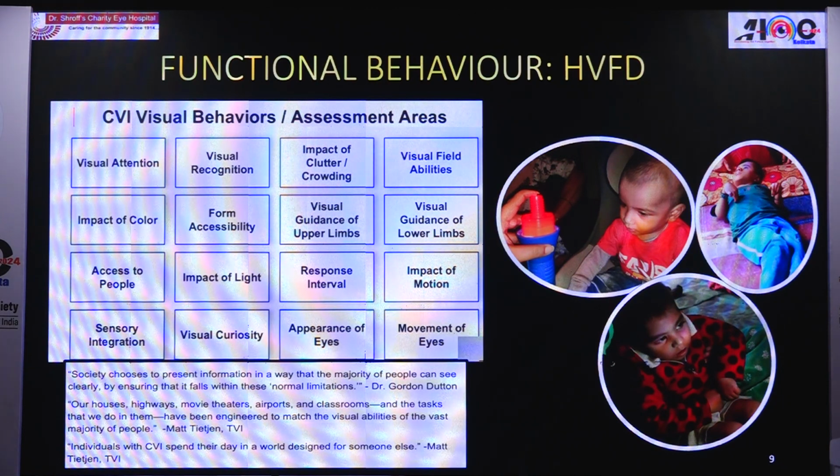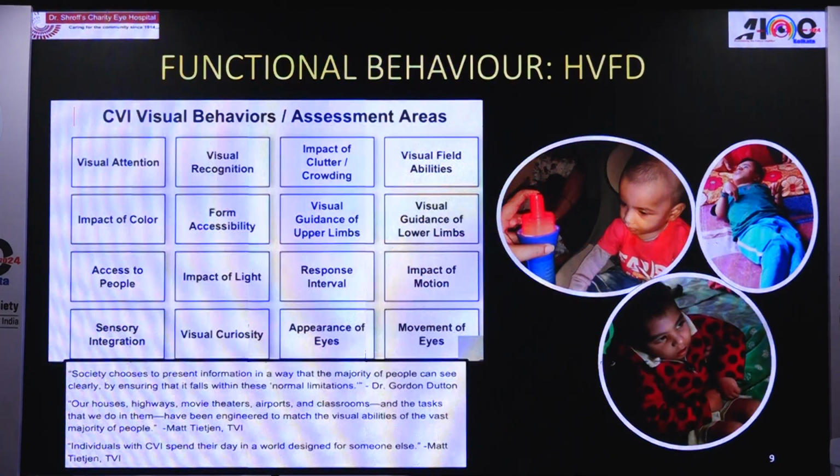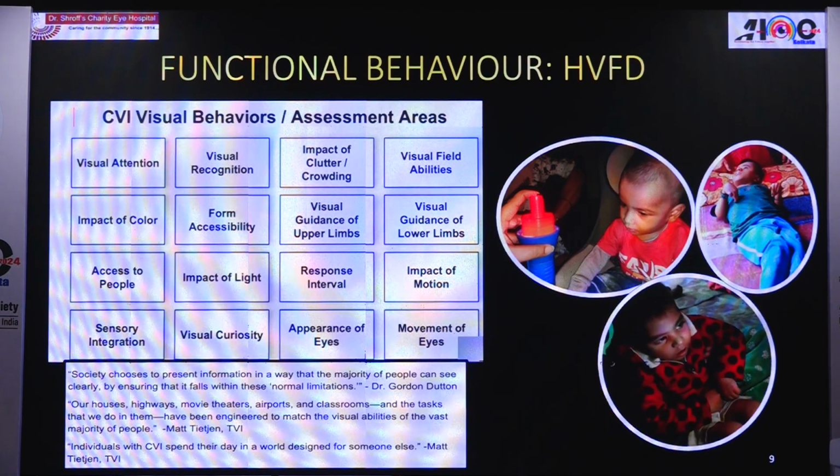Impact of motion is again something which is dual. Some CVI children would prefer moving objects, and some would only want to look at a static scenario. Sensory integration: their performance is affected by vibration and touch, and they always want to be isolated and would want to run away from crowded scenes. Visual curiosity: they have a decreased nature for exploring things. And coming to the appearance and movement of eyes, there is strabismus, nystagmus, gaze palsy, as we discussed, and saccadic palsy, which will be very common in these children.